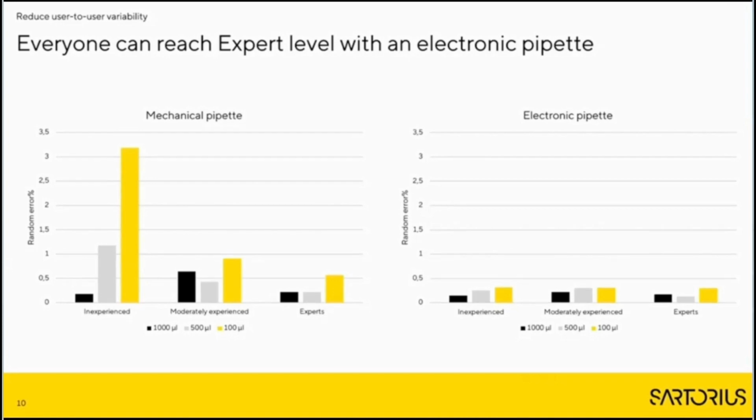But when the same users did exactly the same experiment with the electronic pipette, the results show that the difference between the user groups gets smaller. So this study showed us that electronic pipettes definitely help to reduce the variance between the users and bring all the users to expert level.